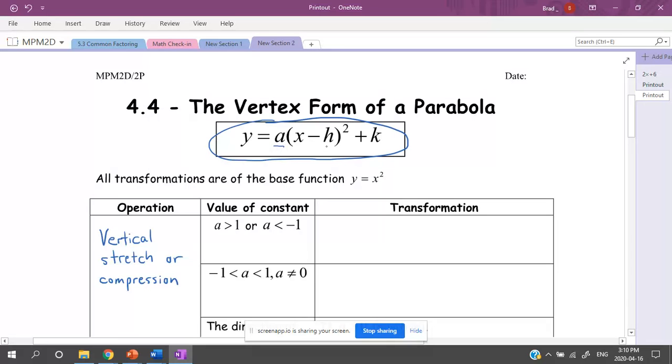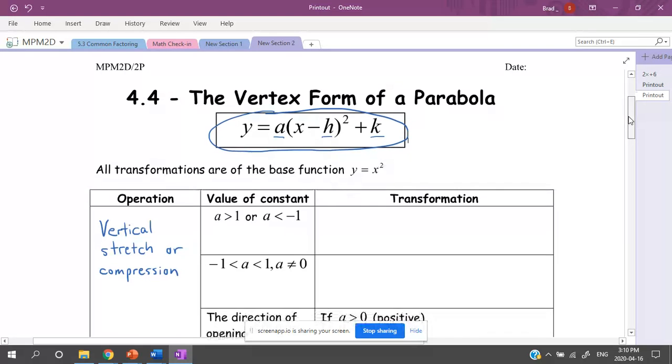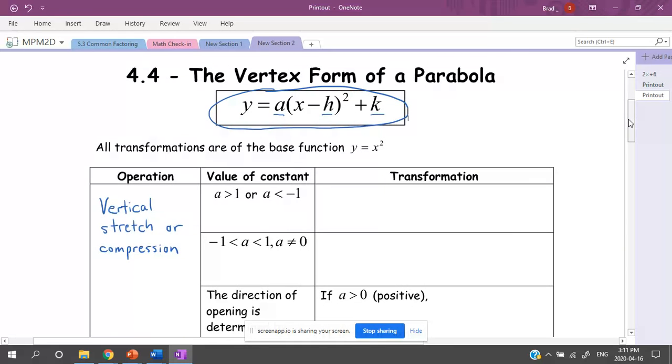What does A do? What does H do? And what does K do? Each one of those variables does something different to the equation, and also when it's graphed, it does something different to the parabola. When we change a number in an equation like this, and the graph changes, we're going to call that a transformation. So the parabola will transform into something different than it looked like before.